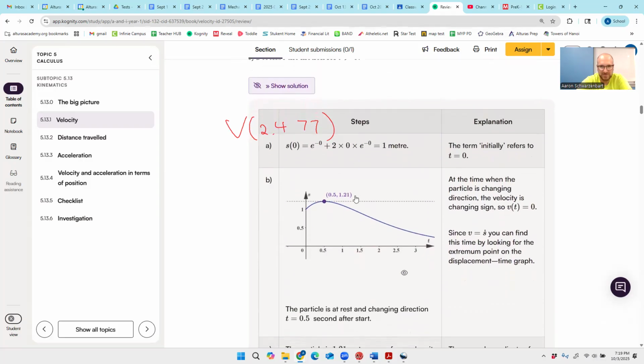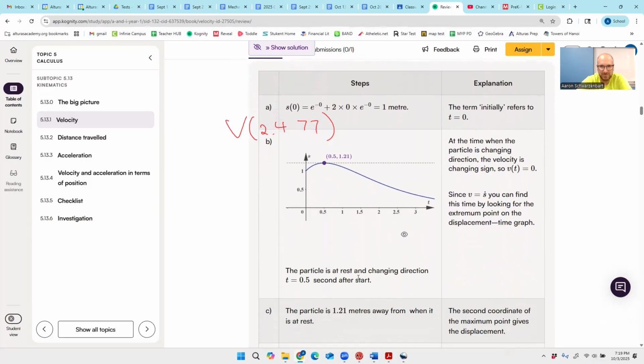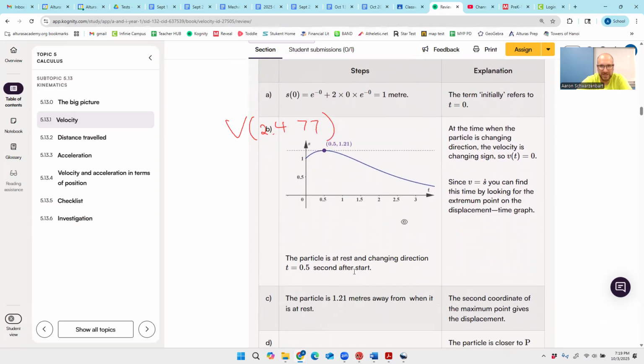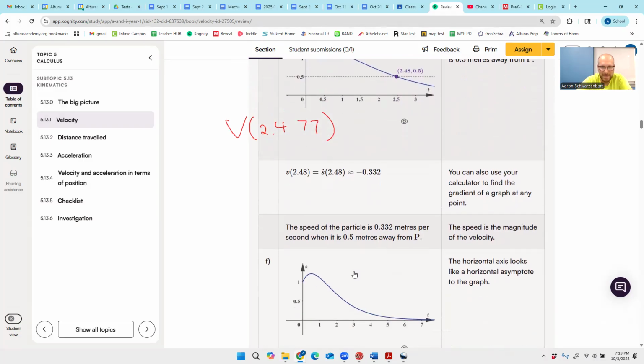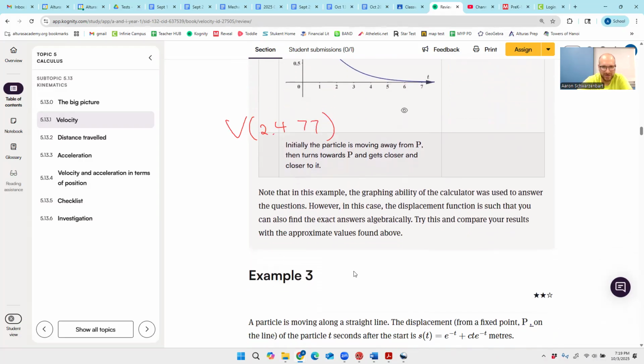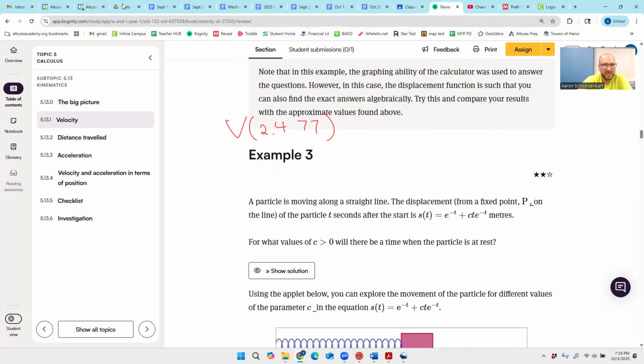Oh, well, I found it. They don't have it written out here. I guess you have to find V somewhere in there. They did that by graphing. Well, velocity would equal zero when you have a horizontal tangent.